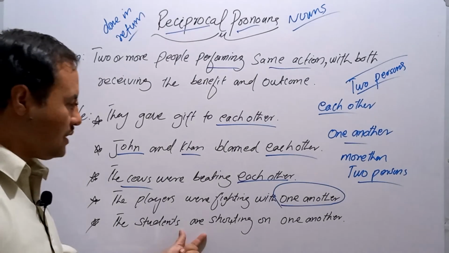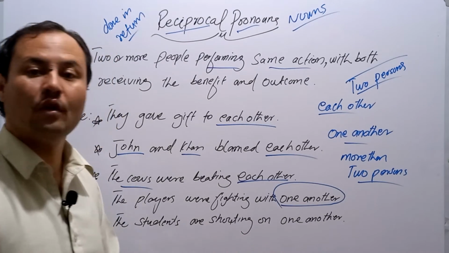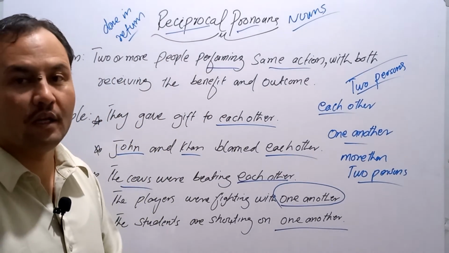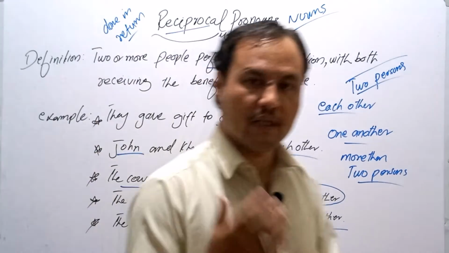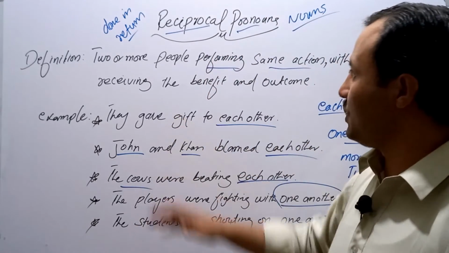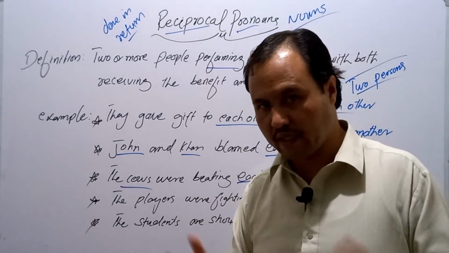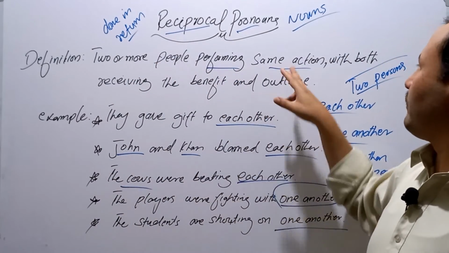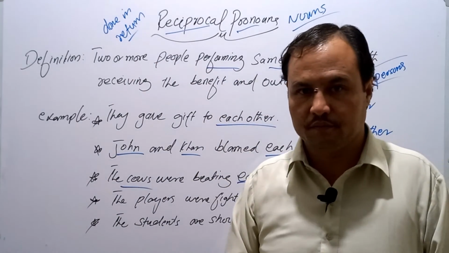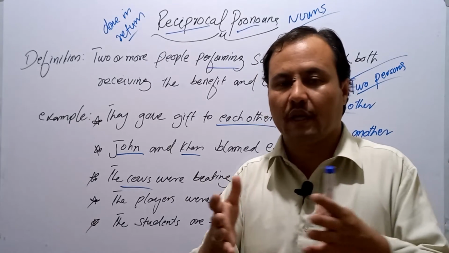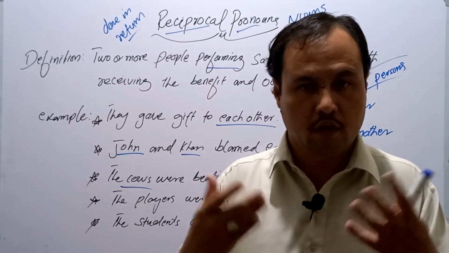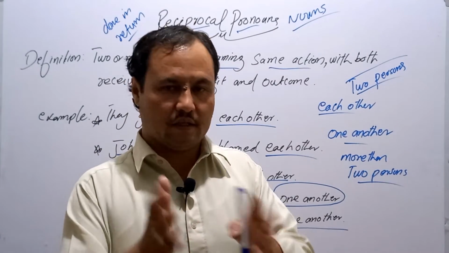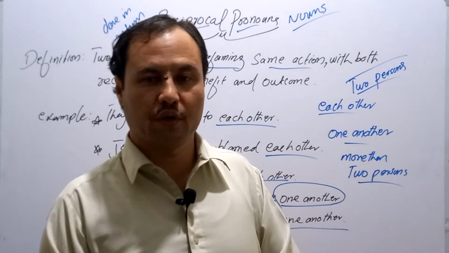The students are shouting on one another. These are the examples of reciprocal pronouns. Once again, reciprocal pronouns are used when two or more people are performing the same action, and the outcome or the benefit will be on all of them or on both of them. In that case we use reciprocal pronouns.